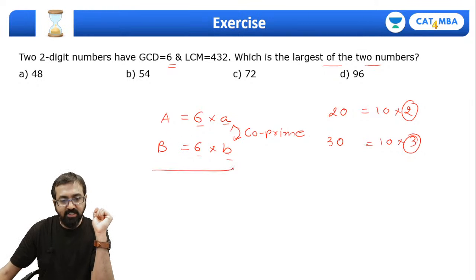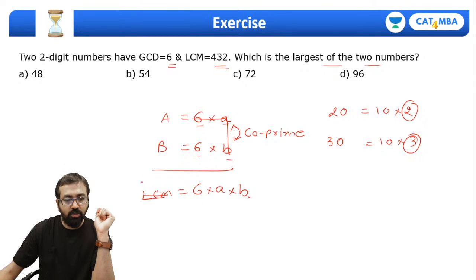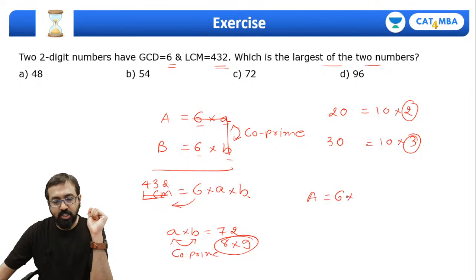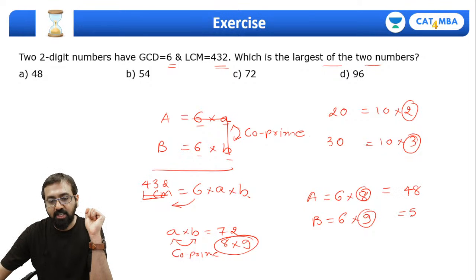Now, what is the LCM of these numbers? Of course, draw that reverse L: 6 into A into B. Correct? We know the LCM, it is 432, so write down 432 here. 432 divided by 6 is 72. So what we get is A into B is equal to 72. Please remember that A and B have to be co-prime. So split this 72 in two parts such that they are co-prime. Of course, it's 8 and 9. So A is 6 into 8 and B is 6 into 9, because I got A as 8 and B as 9. So my numbers are 48 and 54.